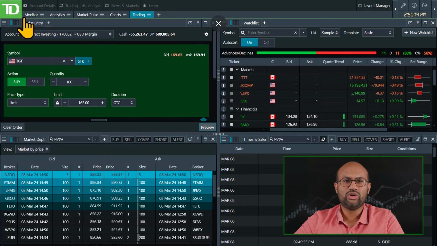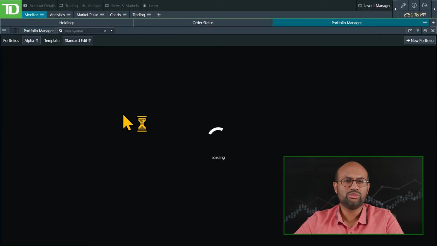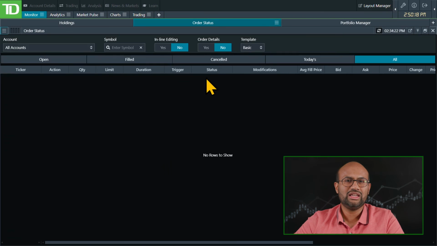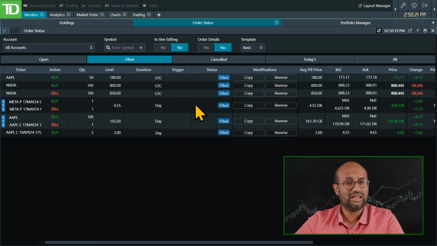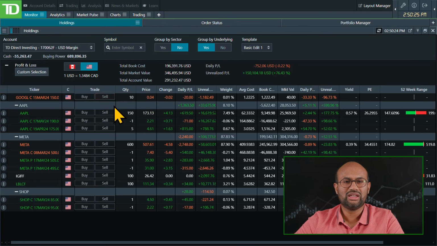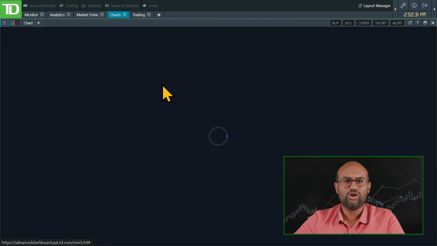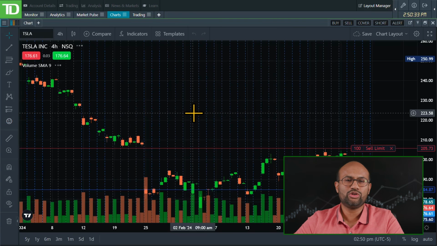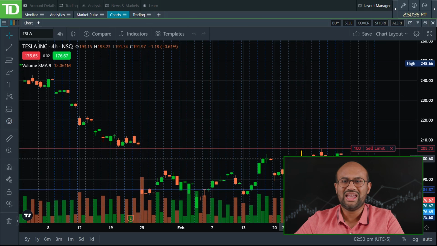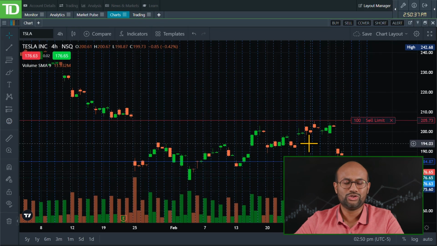Then we landed up on our monitor page over here where we were able to show you how to modify any orders or view the orders and then modify them, along with also displaying the holdings that we went through and adjusting some of those settings along with the data columns that you see over here. And then, of course, we rounded off right on the charts by looking at how to place orders on the charts and how you can edit some of these orders right through the charts.